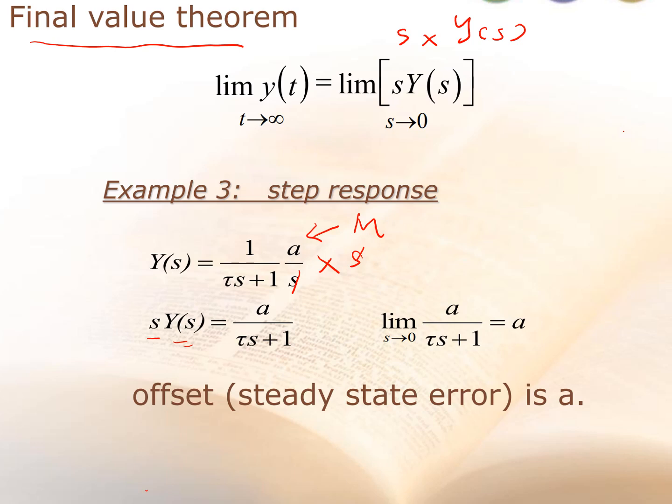Based on this, at time infinity, if you want to find the value of y infinity, here s becomes 0. Time infinity, s becomes 0. So this term becomes 0, so 0 plus 1 is equal to 1. A divided by 1, you get A. So you have the final value of A.